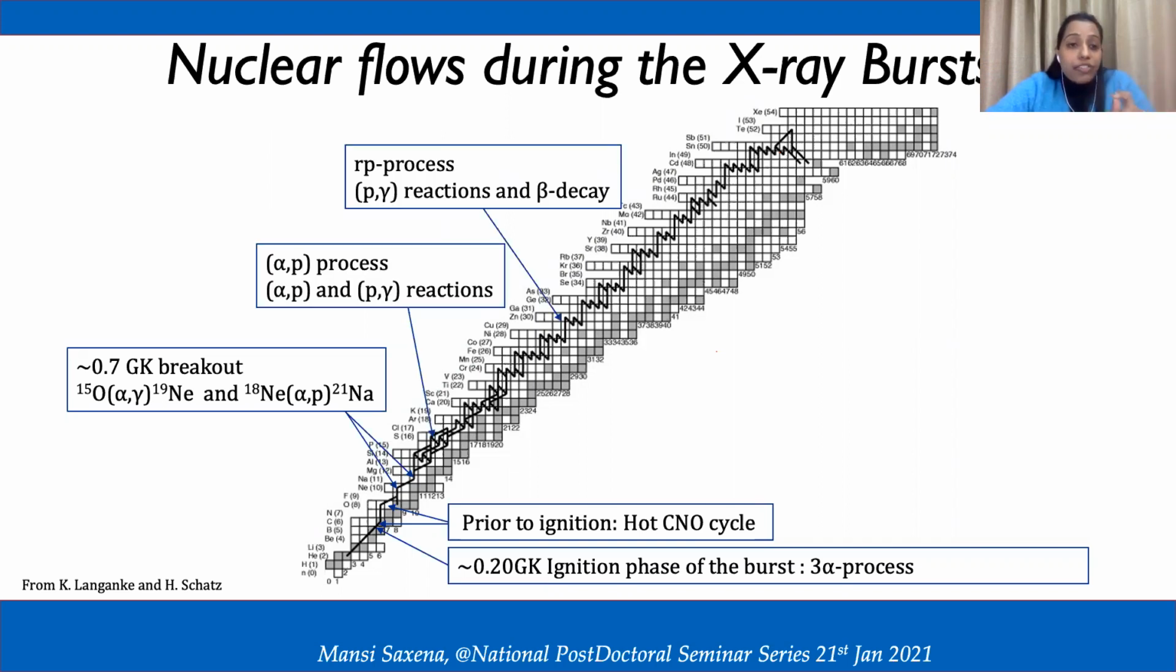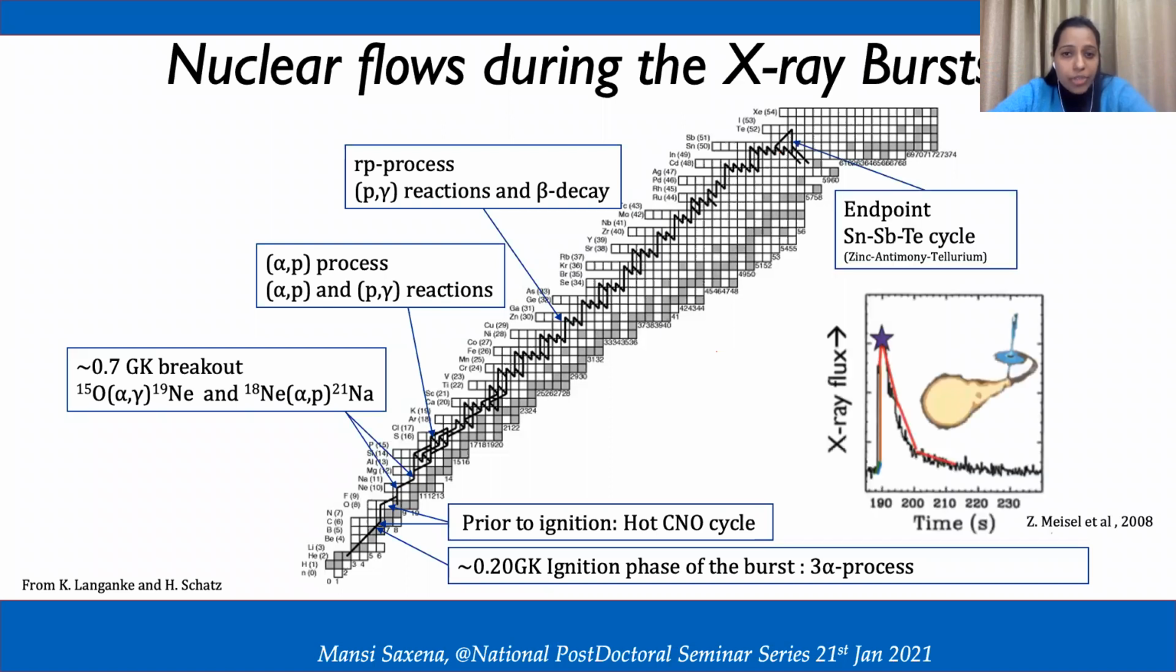So first is the alpha-p process, which is a series of (α,p) and (p,γ) reactions. These are essentially fast reactions and take place at the onset of the burst. This process ultimately feeds into the rp process, which is a series of rapid proton captures interspersed with beta decay reactions. Because of the higher peak temperatures of around 1 to 2 gigakelvin achieved during the energy release due to the rp process, it can extend all the way into the A equal to 100 region, where it ultimately ends in the tin-antimony-tellurium cycle.